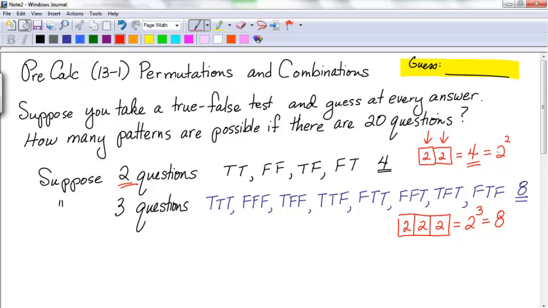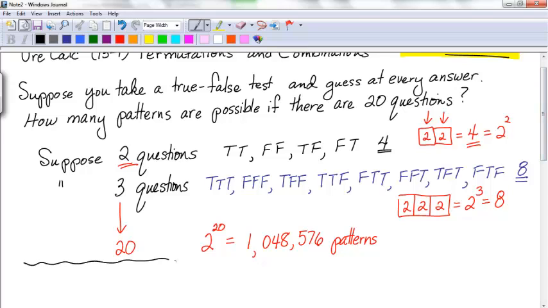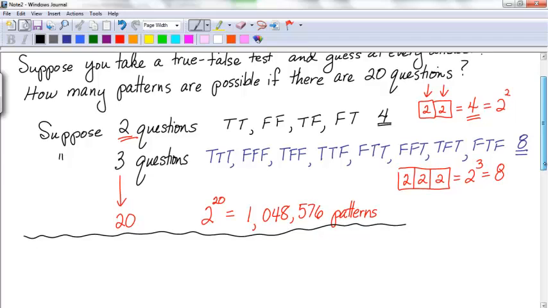So now, if you had 20 questions, each question has 2 possible answers, so 2 to the 20th power. And it ends up to be 1,048,576 possible patterns if you guess at every question. How close were you on your guess? And that is doing a little bit of what they call the basic counting principle.